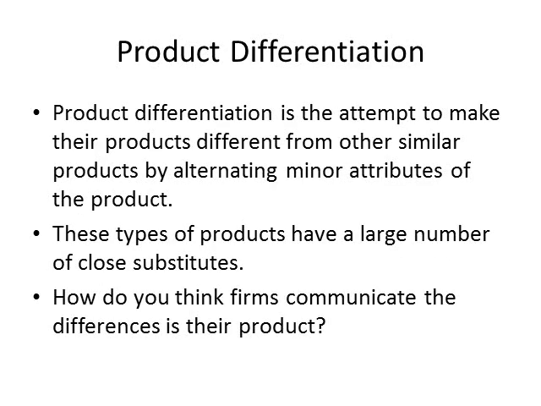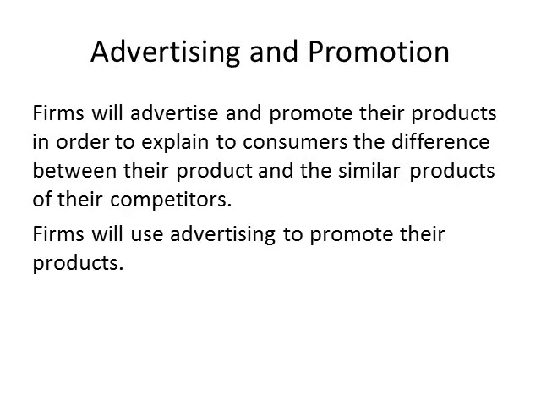The product produced by a monopolistically competitive firm is slightly different from those of its competitors. By altering the characteristics and other attributes of their products, they are made slightly different. An interesting question: how does the firm tell consumers about the difference between their product and another firm's product? Advertising and promotion are used by monopolistically competitive firms to communicate the difference between two products.